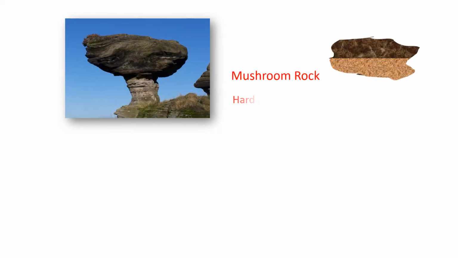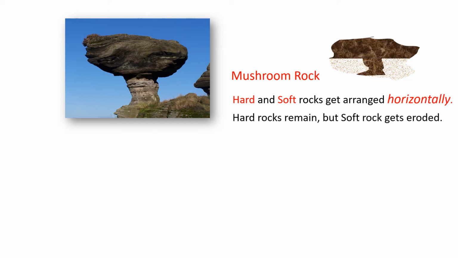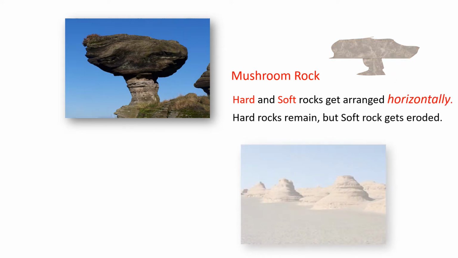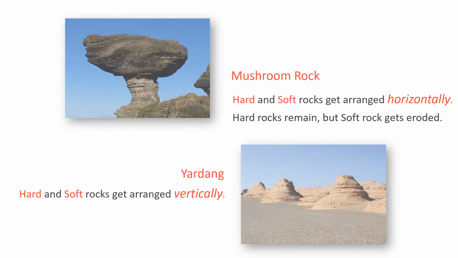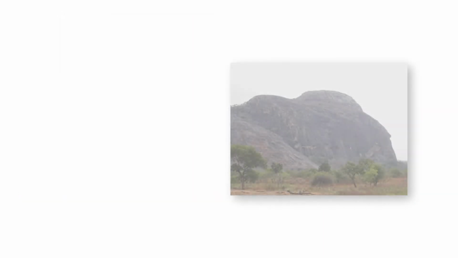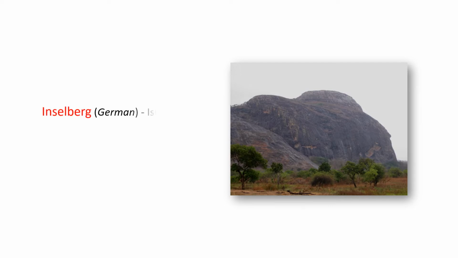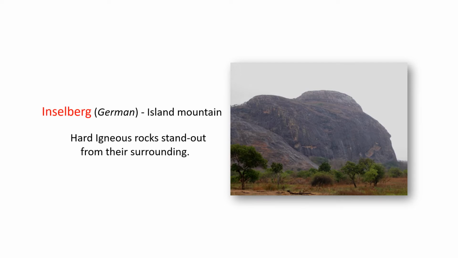1. Mushroom rock. Quite resembles a mushroom, isn't it? When hard and soft rocks get arranged vertically, a yardang becomes visible. Sometimes a rock mountain may stand out from its surroundings just like that. Such a feature is called an inselberg.